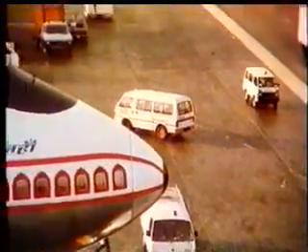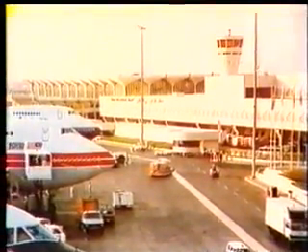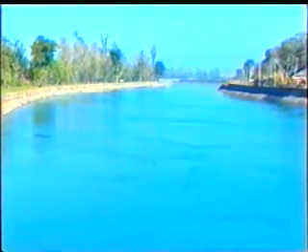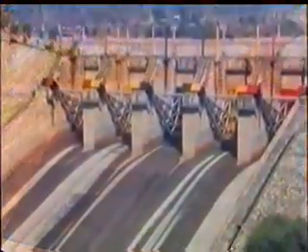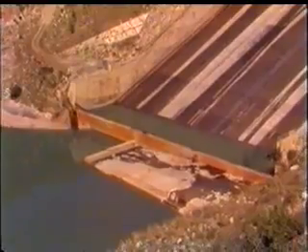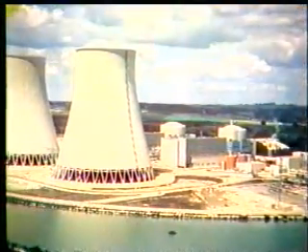Earth-moving equipment is essentially required on large projects such as construction sites, airports, highways, canals, dams, and power stations.